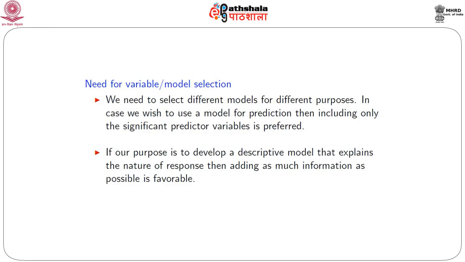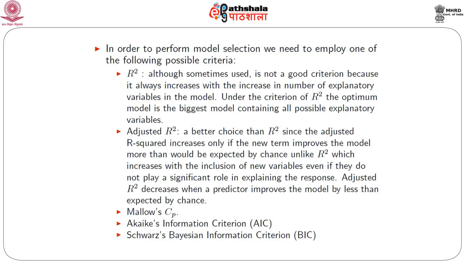When we have a descriptive model, using a larger number of predictors makes more sense because every little ounce of information that we can gather about the response variable is useful. In such cases, if there are insignificant predictor variables included in the model which also provide some amount of information about the response variable, then even that helps. So, in the case of a descriptive model, we add as much information as possible, and so variable selection is mostly not performed. In order to perform model selection, we need to employ one of the following possible criteria.